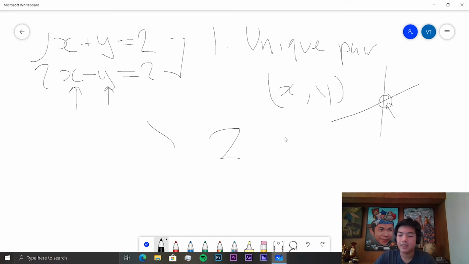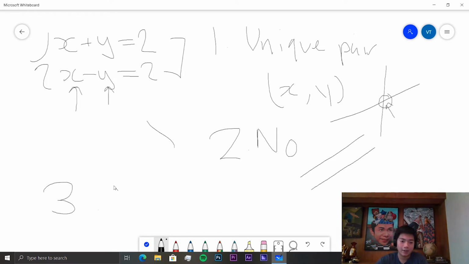So the second case is that there's no solution. This means that no matter what values of x or y we put in, we won't get a solution. And this means that the two lines of the linear equations are parallel and distinct, so they never touch each other.